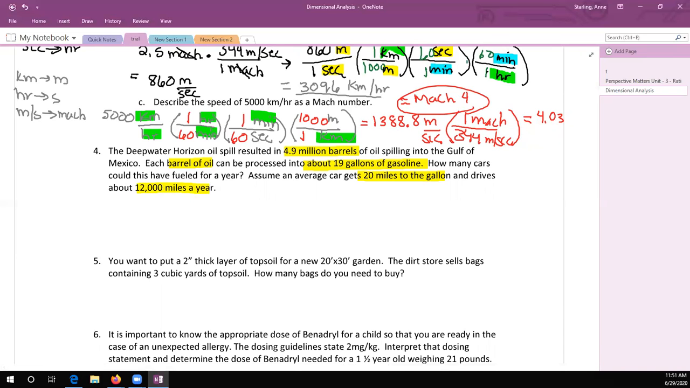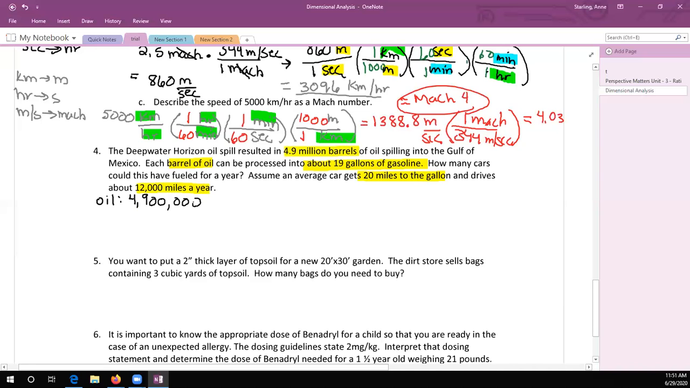So we're going to look at this one in 2 parts. And the first part is how much oil is spilled in terms of usable amounts, meaning gallons. Because we don't fuel cars in barrels, we fuel them in gallons. So let's first just look at the oil. So there were 4.9 million.